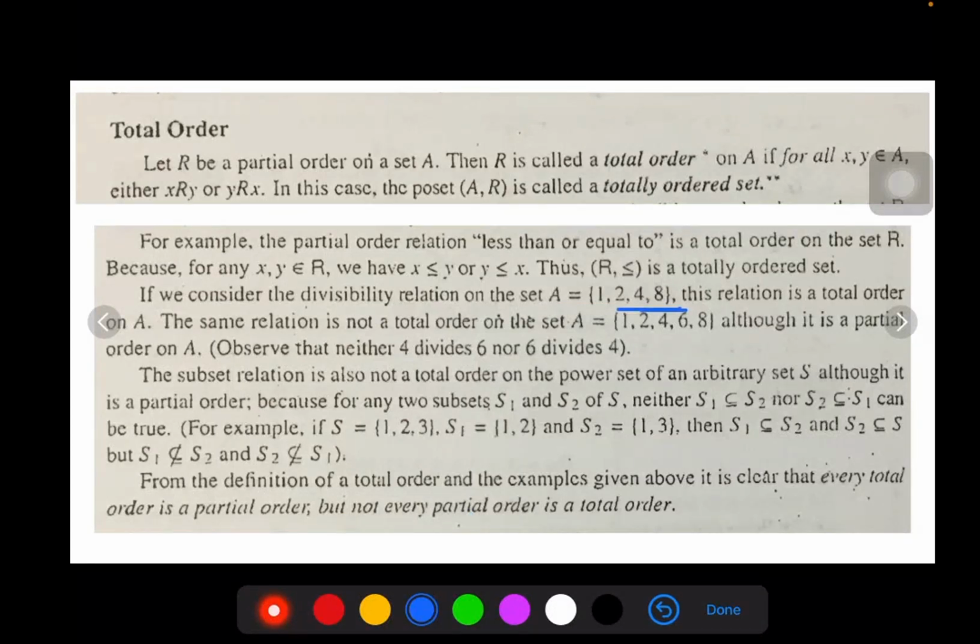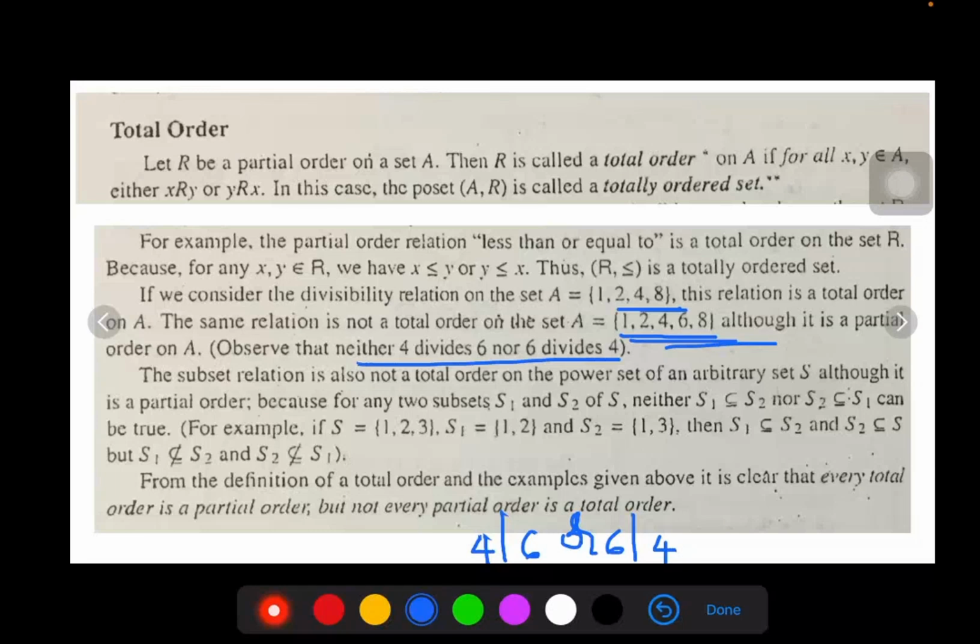But when it comes to 4 and 6, every pair should satisfy it. 4 divides 6? No. 6 divides 4? No, also. Look at this, neither this nor this. At least any one of the relations must be there, but it's not satisfying in this case. Therefore, it is not a totally ordered set.